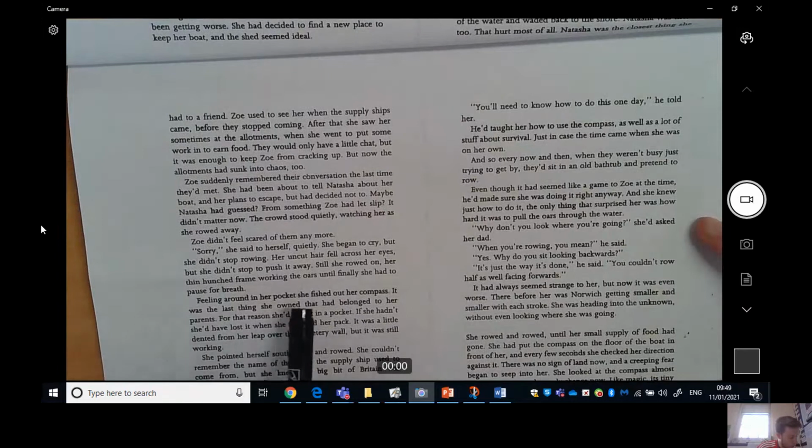Feeling around in her pocket, she fished out her compass. It was the last thing she owned that had belonged to her parents. For that reason, she kept it in the pocket. If she hadn't, she'd have lost it when she dropped her pack. It was a little dented from her leap over the cemetery wall, but it was still working.